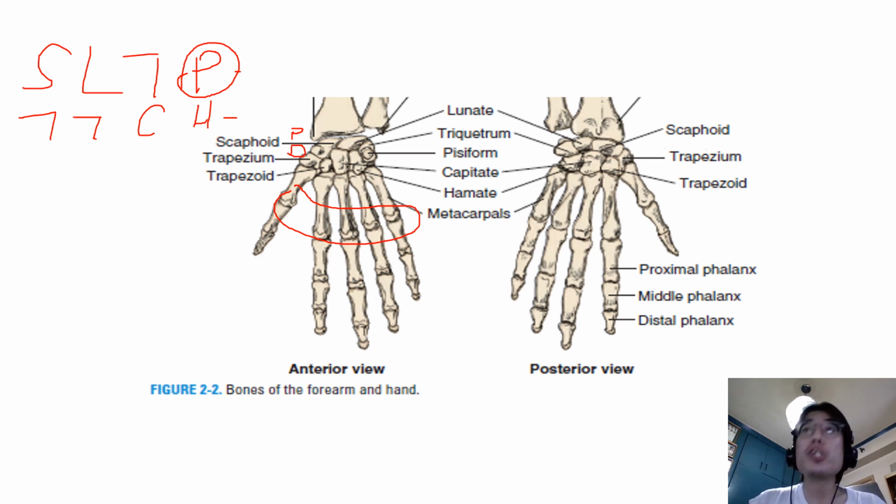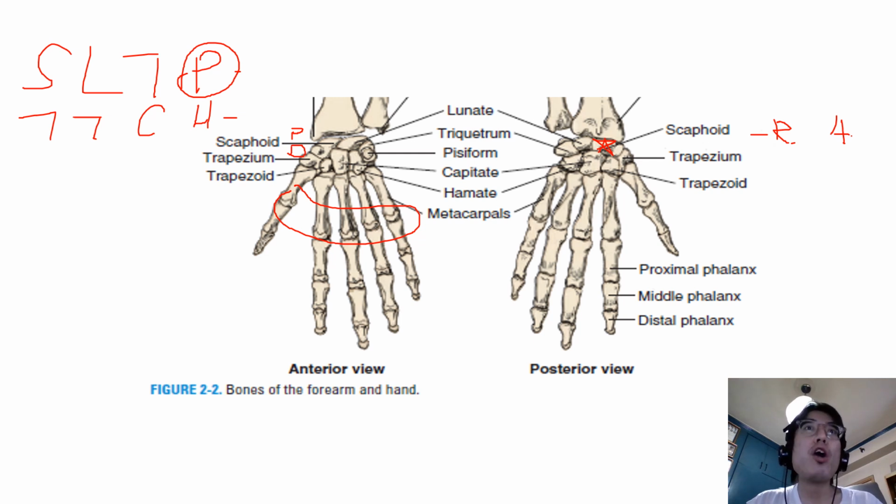Some clinical correlations here. A fracture of the scaphoid bone occurs after a fall on an outstretched hand, and the manifestation is often a deep tenderness in the anatomic snuff box. The anatomic snuff box is this depression over here, and a scaphoid fracture is often accompanied by damage of the radial artery, causing a vascular necrosis of the bone and degenerative joint disease of the wrist.